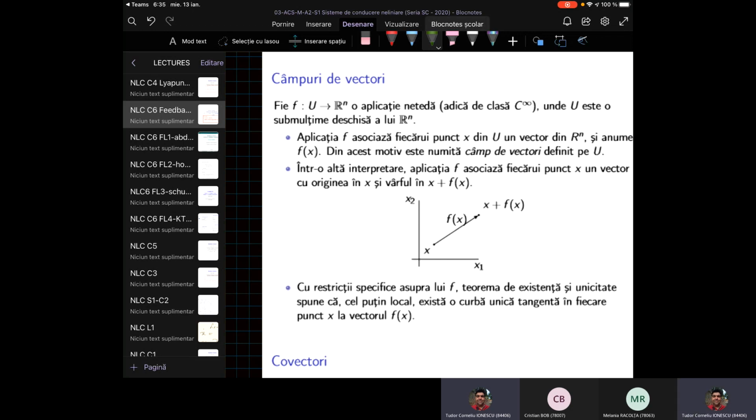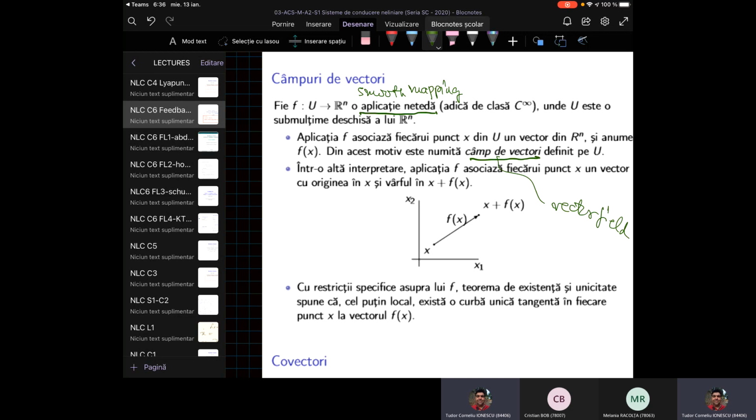It's called vector field. I hope you can so easily associate the English terms to the Romanian terms here, okay? Yes, no problem. Vector field. Smooth mapping. I'm going to write it for you. Smooth mapping. Vector field. Okay?